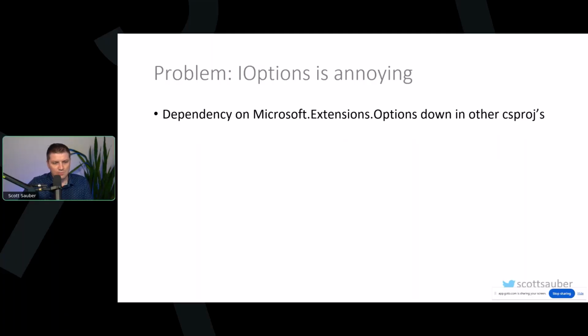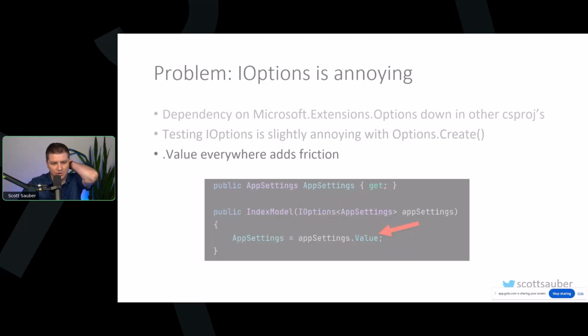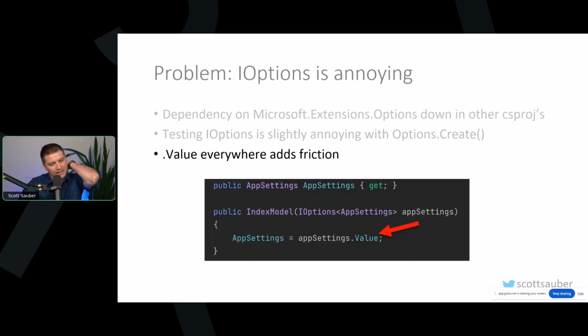But if you have other csproj projects, now you have to add a dependency to Microsoft.Extensions.Options. And if you're testing, maybe your constructor depends on IOptions, now you have to do Options.Create to satisfy your constructor. And then you have this friction where you're injecting in IOptions. In this case, I'm assigning it to a property, but you could do a primary constructor or whatever here too. Now you have to do .Value when you want to get whatever your value is.